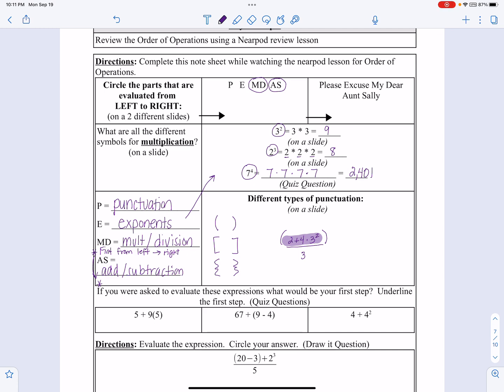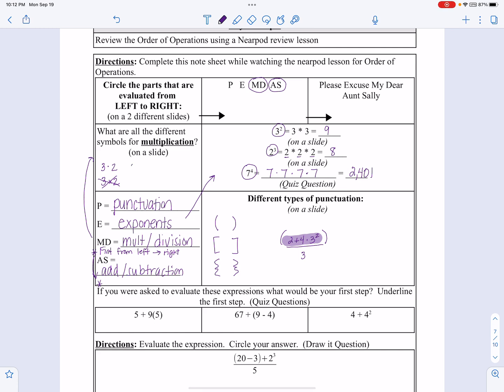All right, so while we're talking about multiplication, let's also take a look up here. What are all the different symbols for multiplication? We have 3 times 2 with the little dot. Sometimes you'll see 3 times 2 with the X. Cross that out, because we really want to avoid that now that you're getting into algebraic expressions and equations. As we get into variables, that can get confusing because X is a very commonly used variable.